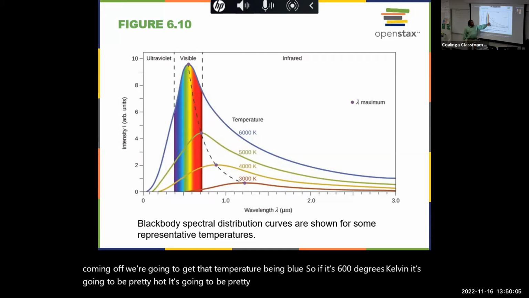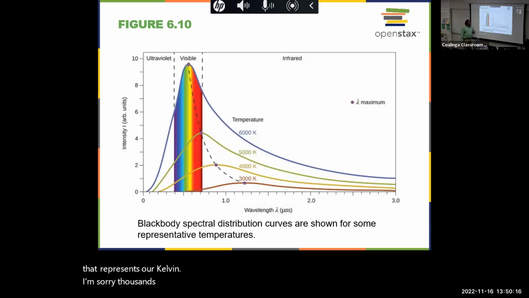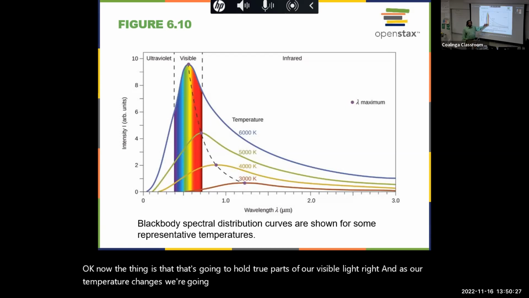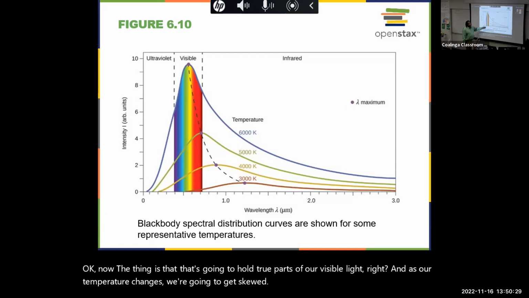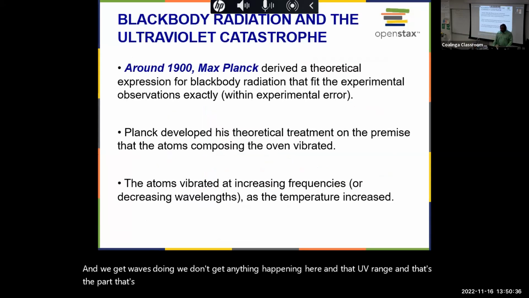Right? The green. That represents our colors. Are those thousands or hundreds? I'm sorry, thousands. Okay. Now, the thing is that that's going to hold true for parts of our visible light, right? And as our temperature changes, we're going to get skewing, wave skewing. We don't get anything happening here in that UV range. And that's why it's called the ultraviolet catastrophe.